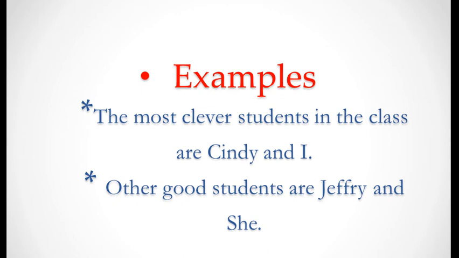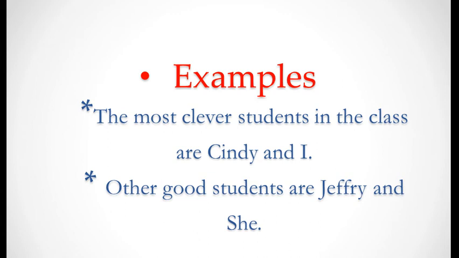We have some examples. Look at these two examples. The most clever students in the class are Cindy and I. And Cindy and I here will be the predicate nominative. Can I change this part and let it be the subject of the sentence? Yes. So check again with me. Can I make it: Cindy and I are the most clever students in the class? Yes, it is.